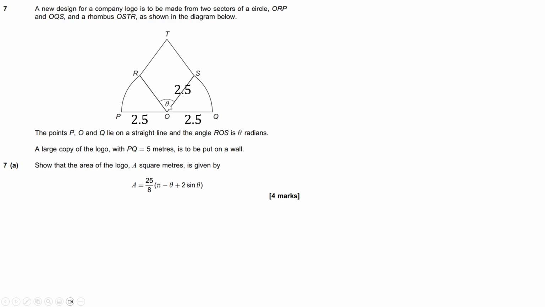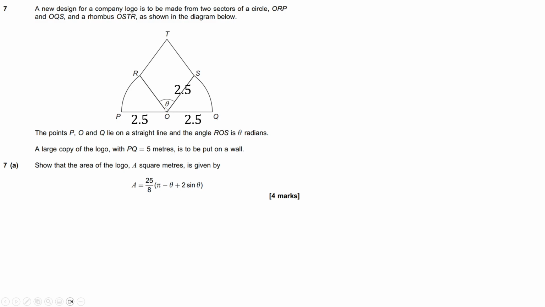I'll just start by finding the area of this sector. Now the area of a sector in radians is given by half r squared theta. R is 5/2, and theta, well, let's just have a look at what theta could be. It's not this theta here. If this full angle here is pi, then if we remove this angle, it becomes pi minus theta.